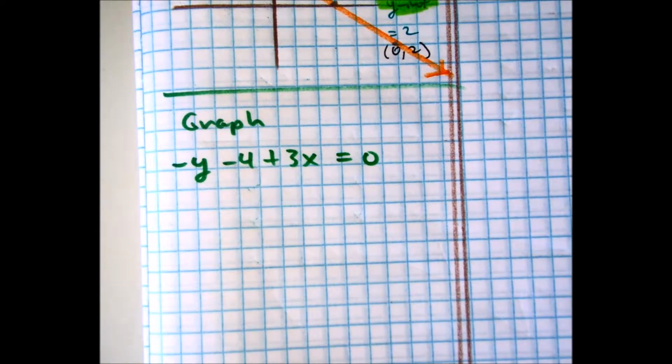Gilbert, what can we do to easily put this into slope-intercept form? Just add y to both sides. Raise your hand if you saw add y to both sides.